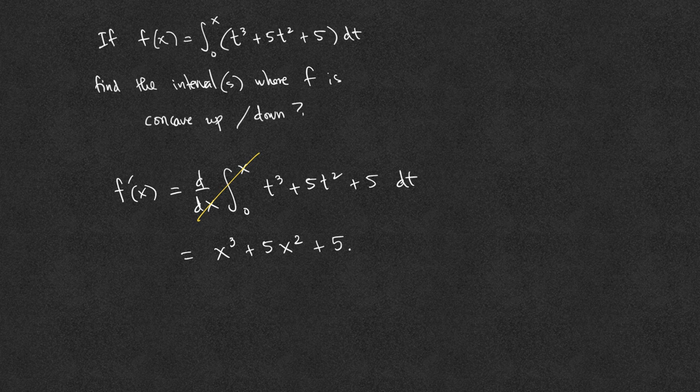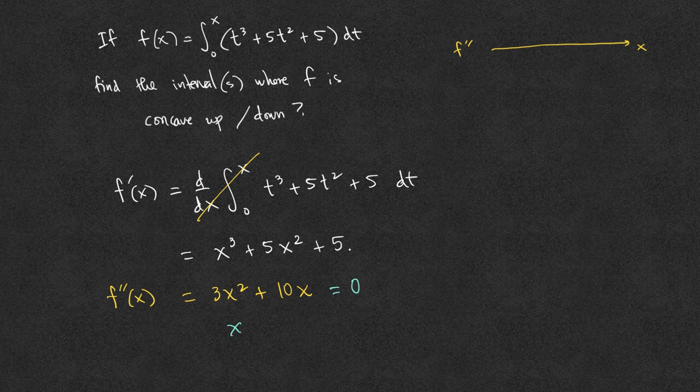The variable is x now. We need the second derivative, where the second derivative is the derivative of the first derivative, which is 3x squared plus 10x. To find the interval where the function f is concave up or concave down, we would need to construct the sign chart for f double prime, and to do that, we would need to find the zeros of f double prime. So we set this equal to 0.